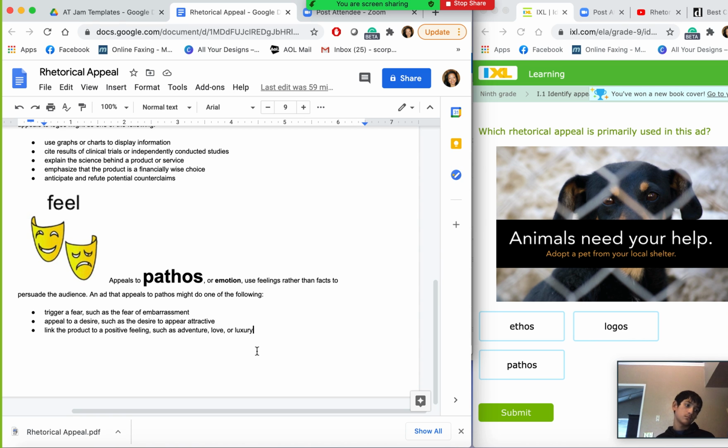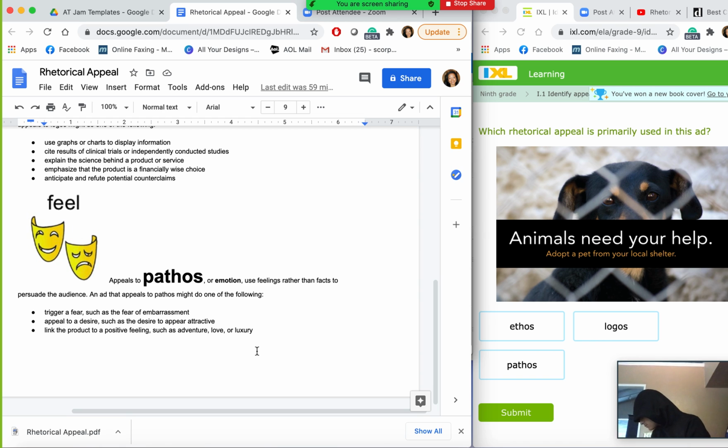And for pathos, where we see words like empathy and things like that, we're going to use our core word feel, right? Yeah, we're going to use feel. So let's just look at some of these examples. So using emotion, feelings, rather than facts to persuade an audience. An ad that appeals to the pathos might trigger a fear or appeal to a desire or just link to a positive feeling like adventure, love, luxury.